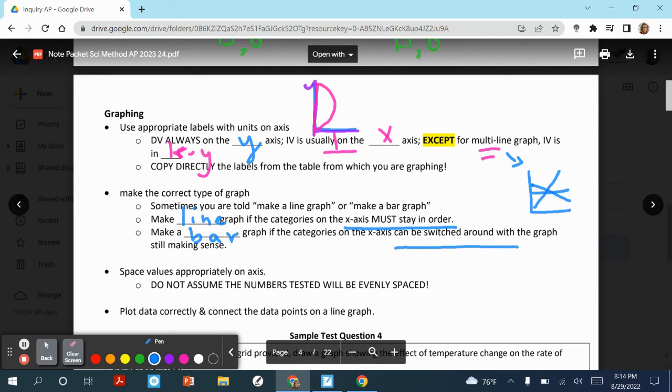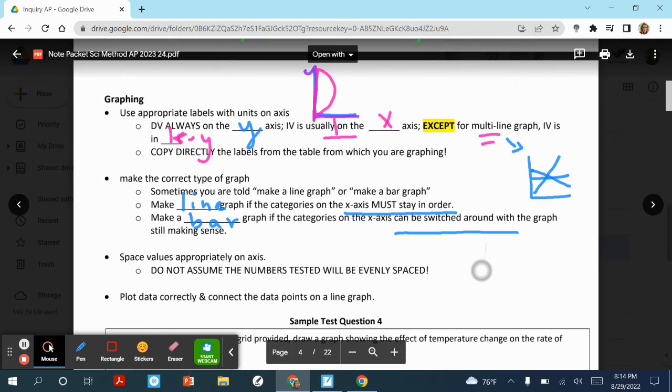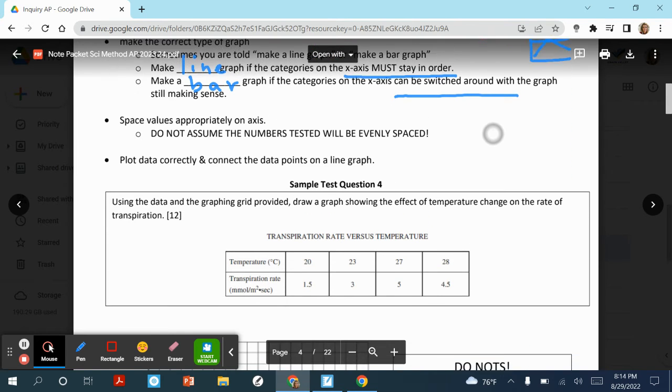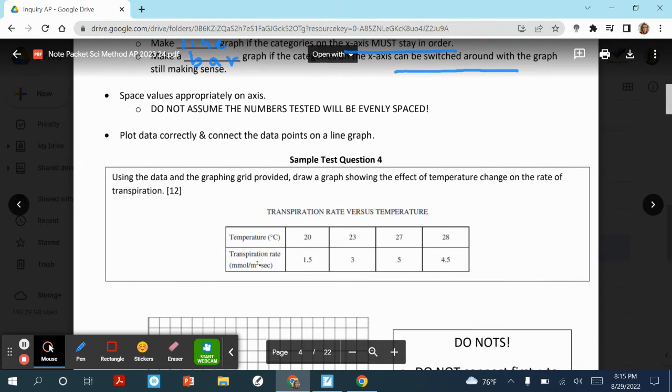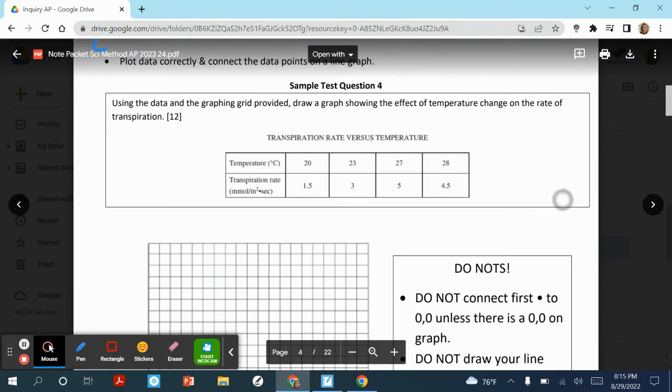Okay? All right, and then the last thing that I have here before we move down, it says we're going to work on spacing, like how to space out those numbers that are going along the y-axis or the x-axis. And don't assume that if you write down 4 numbers, they're going to be evenly spaced, okay? All right, so let's take a look at this information down here. And we're going to go ahead and try to make a graph here.